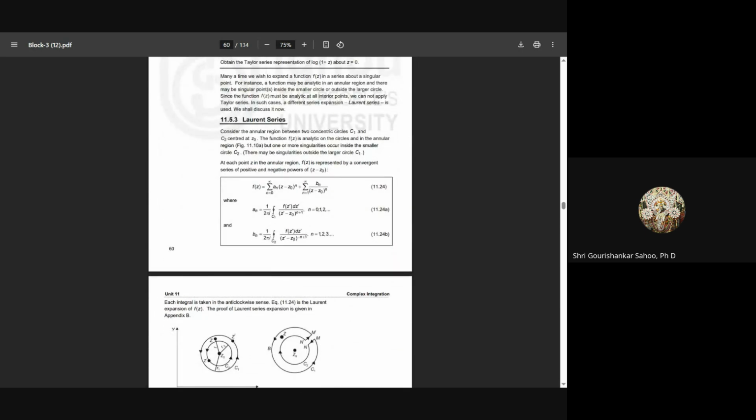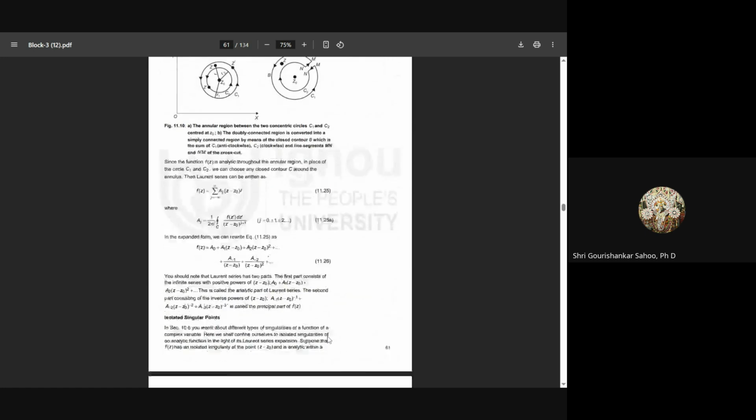Then your Laurent series, this is very important. Your f(z) is equal to summation n is equal to 0 to infinity a_n (z minus z0) to the power n plus summation n is equal to 1 to infinity b_n by (z minus z0) to the power n, where a_n is equal to 1 by 2 pi i integration over closed contour C1 of f(z') dz' by (z' minus z0) to the power n plus 1, where n is equal to 0, 1, 2, and b_n will be 1 by 2 pi i integration over closed contour C2 of f(z') dz' by (z' minus z0) to the power minus n plus 1, where n is equal to 1, 2, 3, and so on and so forth. This is the Laurent series.